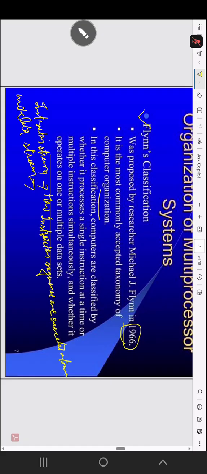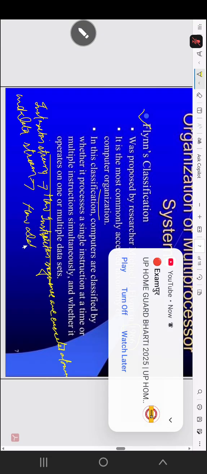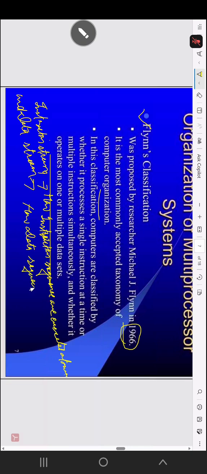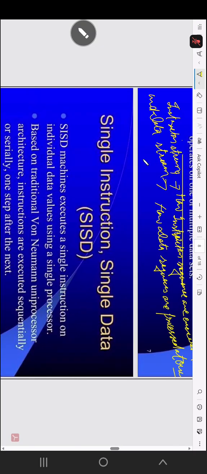And next one is data stream: how many data sequences are processed at once. So the classification depends on whether the system executes single or multiple instructions and single or multiple data sets simultaneously. So there are four categories of Klein classification.